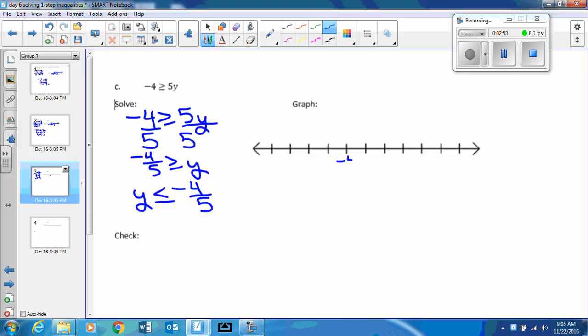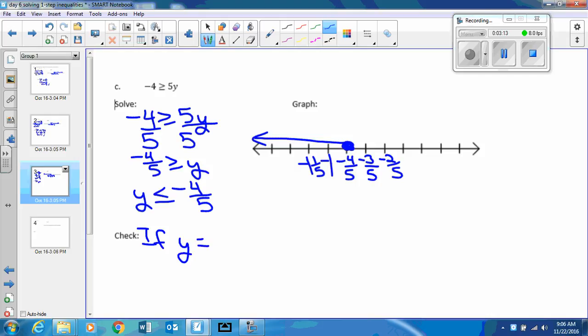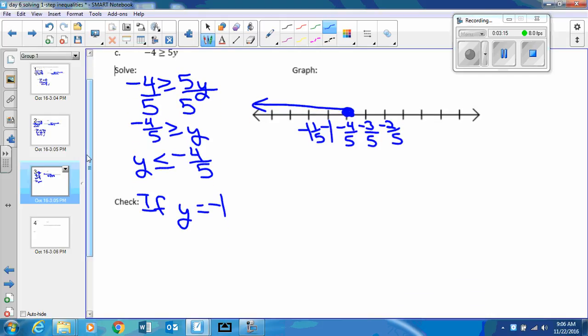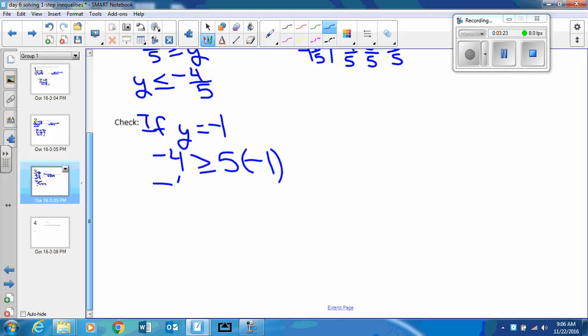So on my graph, I put negative 4/5 in the middle. Because of the equal sign, I would have a closed point at negative 4/5, and I would shade towards the left. So for my check, I'm going to look and see what happens if y is negative 1. I have negative 4 is greater than or equal to 5 times negative 1. And then when I simplify it, 5 times negative 1 would be negative 5. That is a true statement.